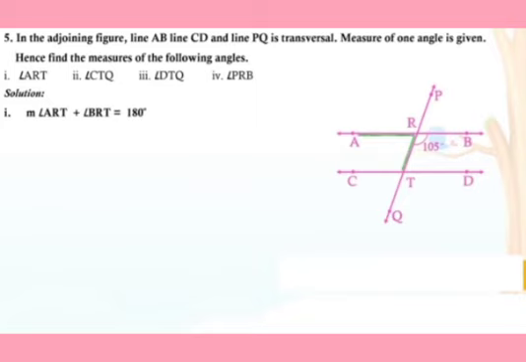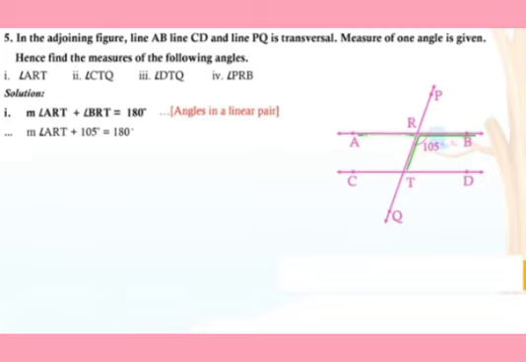Dear students, we know the value of angle ART. Okay, we don't know the value of ART, but we know the value of BRT. The value of BRT is 105 degrees. Angle in a linear pair says that the sum of two angles is 180 degrees. So angle ART plus 105 degrees is equal to 180 degrees.